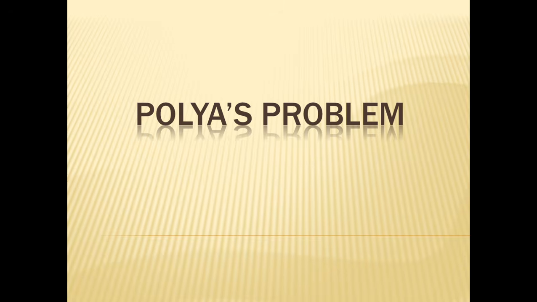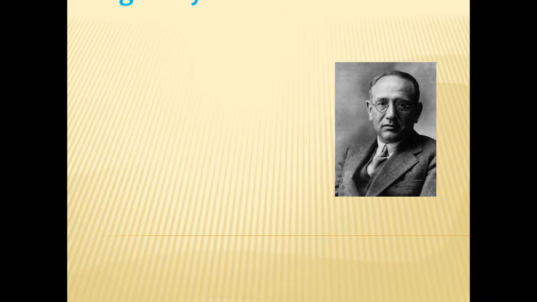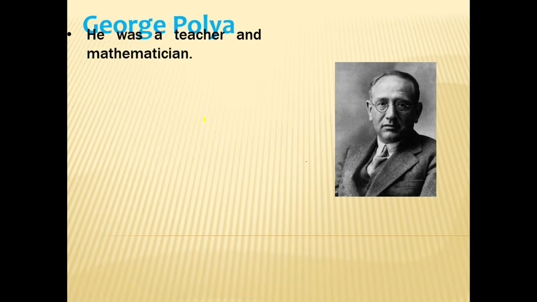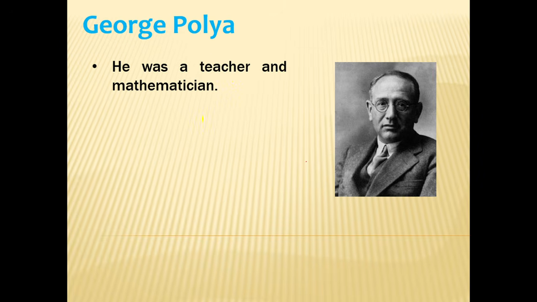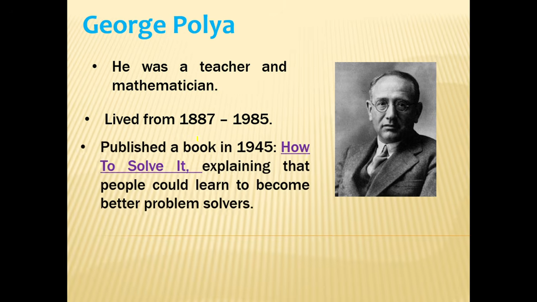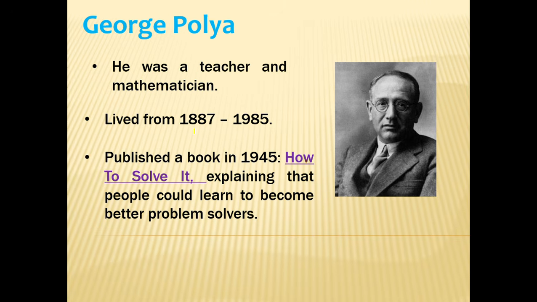Okay, so for today, we're going to discuss Polya's problem. He is George Polya. He was a teacher and a mathematician and lived from 1887 to 1985. He published a book in 1949 which is How to Solve It, explaining that people could learn to become better problem solvers.